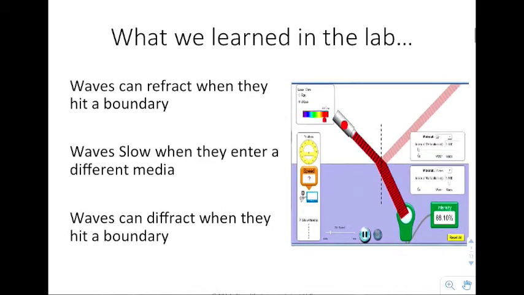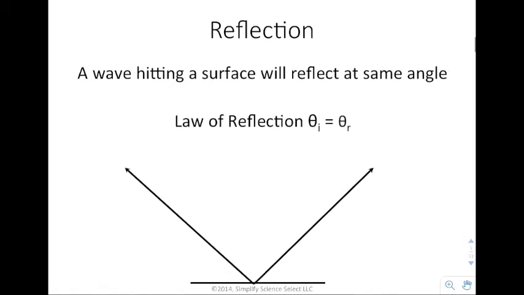Now, here's what we learned in the lab, that waves can refract when they hit a boundary. Waves slow down when they enter a different media, and they can diffract when they hit a boundary as well. So, reflection is a wave hitting a surface and it always reflects off the same angle. And that's what we call the law of reflection.